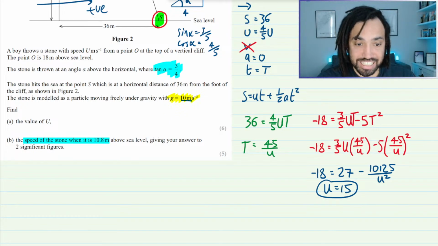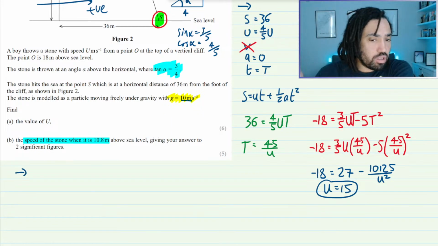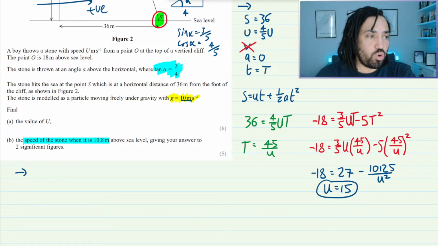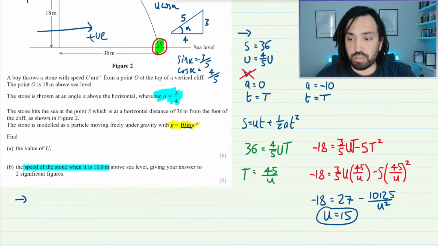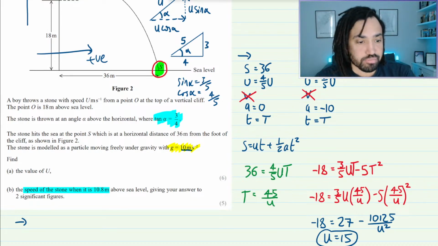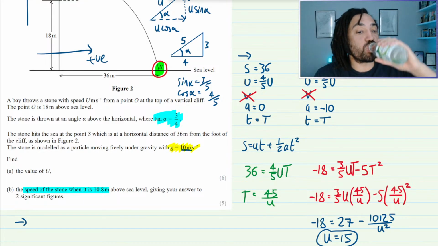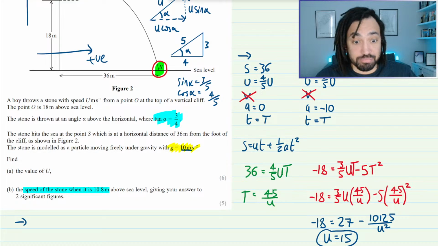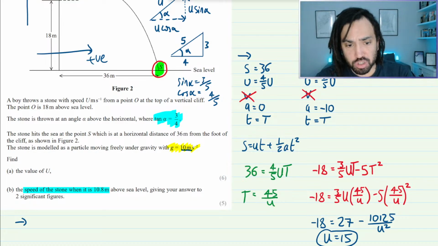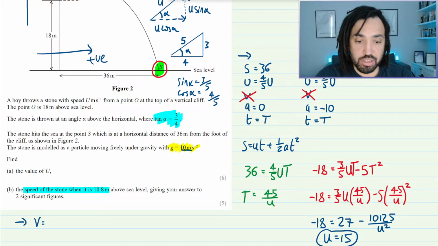So what we're going to do next is look at what's the velocity in the horizontal when the stone is 10.8 above sea level. What's the horizontal velocity at any point during the motion? It's the same. It's absolutely the same. So because the horizontal is the same, I know that the horizontal velocity is equal to 4/5 U, like it was right at the start, which is 4/5 times 15, which is 12.